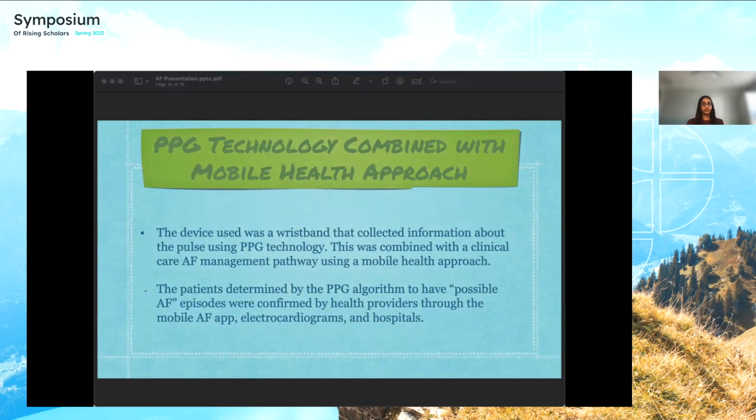I also looked at a study where PPG technology was combined with a mobile health approach. In this study, the patients used a wristband that collected pulse data using PPG technology combined with a digital AF management program. The patients determined by the PPG algorithm to have possible AF were later confirmed through the mobile AF app, ECGs, and hospitals. So, through the study, I learned that PPG technology, while it's accurate on its own, can also be combined with other digital diagnosis methods for even more accurate diagnoses.